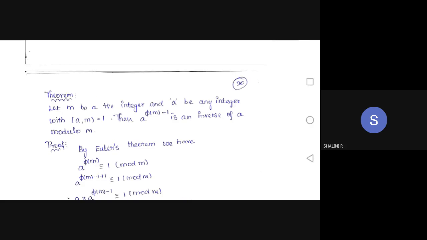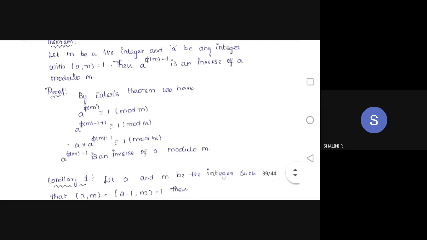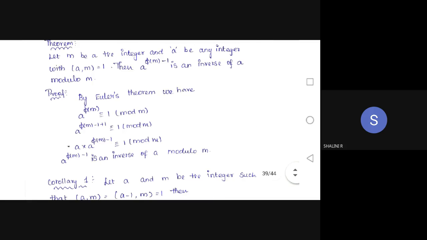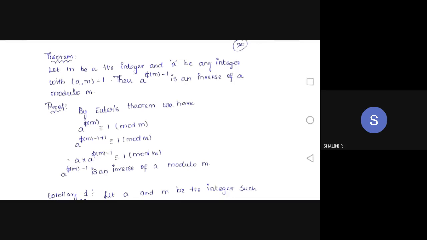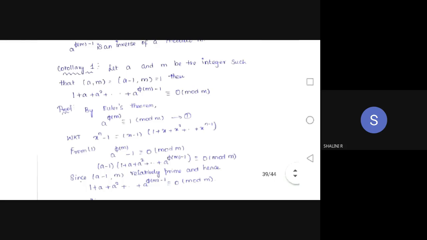Then another theorem: let m be a positive integer and a be any integer. If a and m are relatively prime, then a to the power phi of m minus 1 is an inverse of a under mod m, which was proved. You have seen the proof in the last class, and we also derived two corollaries.